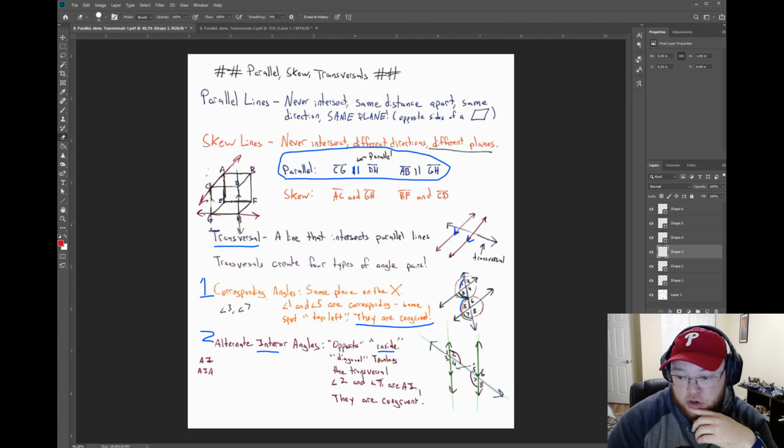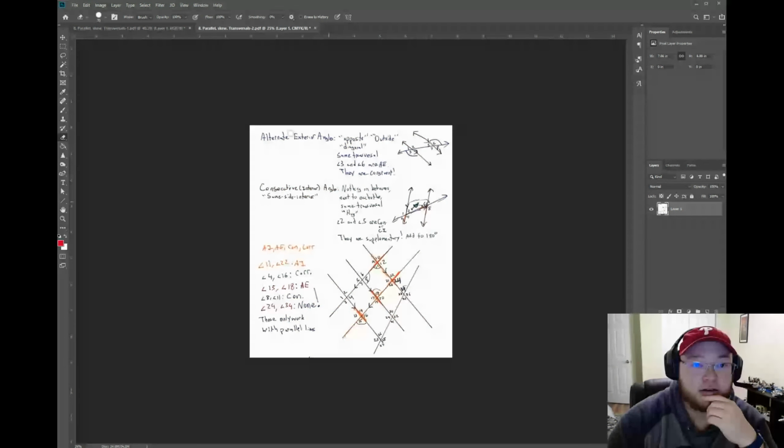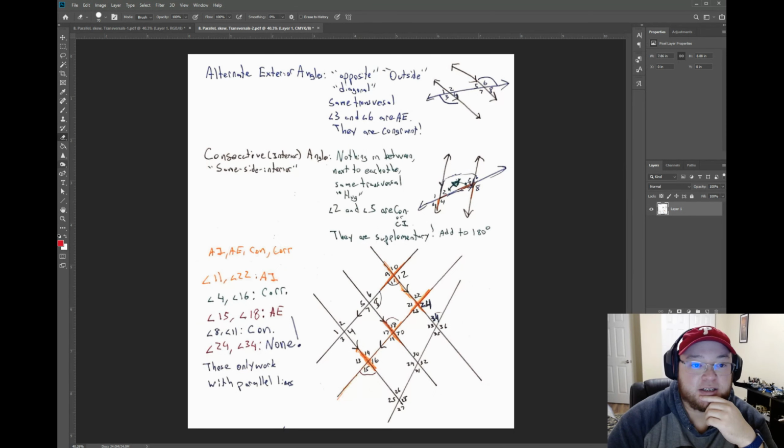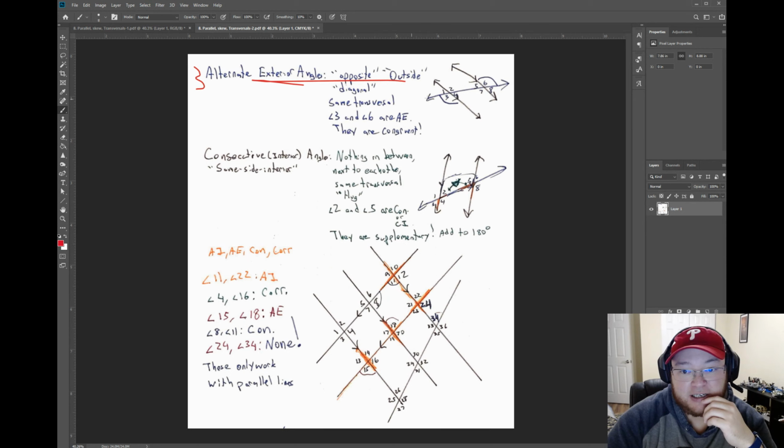Boom, boom. I'm going to get rid of all these lines now because they are annoying. All right. Then we go to the next side, which is alternate exterior, which is basically the same thing. Alternating, remember, meaning opposite or diagonal, switching sides, exterior meaning outside. They got to touch the same transversal, but now they're on the outside of the lines.